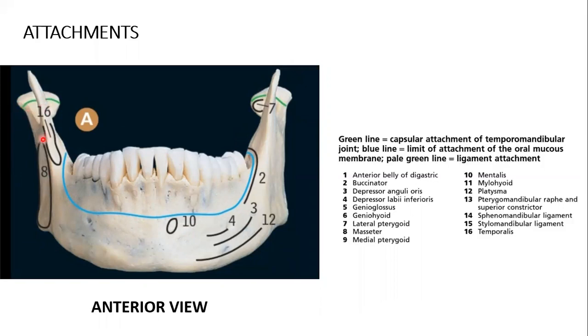And two muscles are left over here. This number 8 is the masseter, attached onto the lateral or outer aspect of the ramus. And this number 16 is the temporalis. This is to the coronoid process, its anterior aspect, and to the ramus anterior border on the outer and inner aspects, upper part.